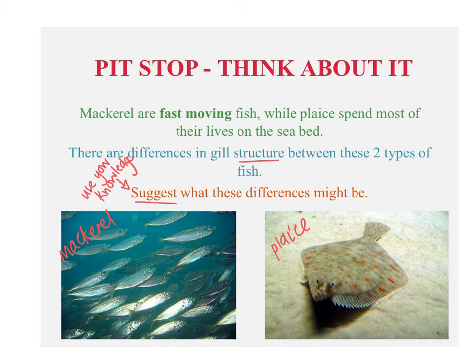But using your knowledge and knowing that mackerel are fast moving but plaice are quite sedentary, they just kind of float around with their weird face on the side of their head, but bodies facing the other way. What are the differences in their gill structures?